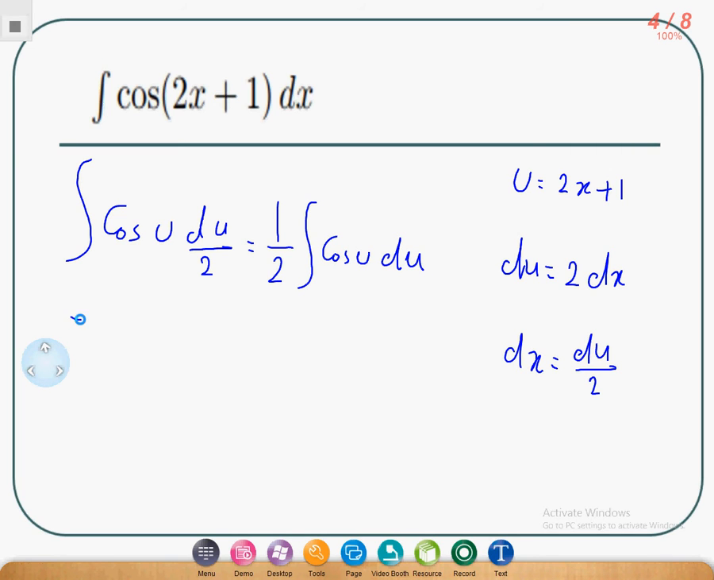Find the answer with me. Have the integration for cosine, integration, not derivative. Integration for cosine, sine u plus c. Return it back to the original, so it will be half sine, and instead of u, you will put your suggestion up. It will be 2x plus 1 plus c.